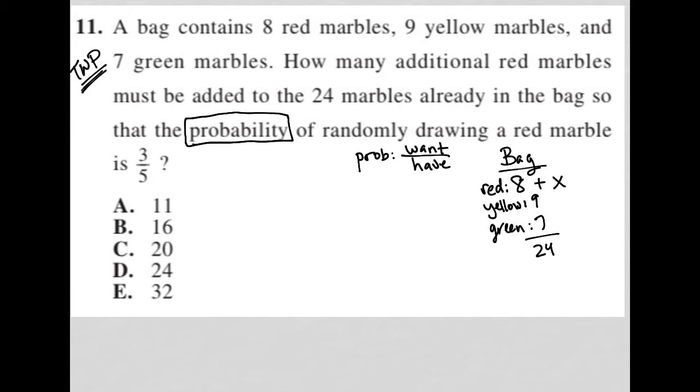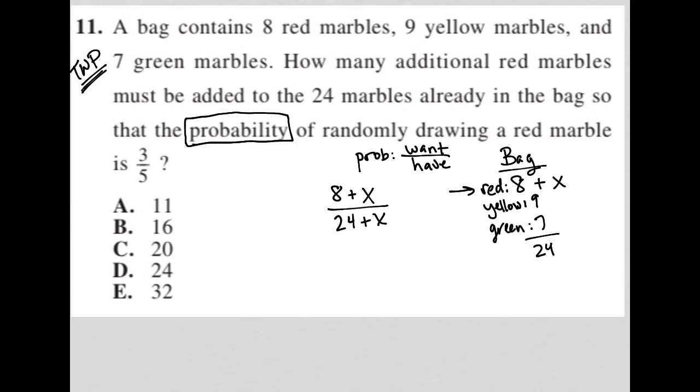So again, how many additional red marbles must be added to the 24 marbles already in the bag so that the probability of randomly drawing a red marble, so what do I want? I want to draw a red marble. How many red marbles will I have? Well, I have the 8 plus the additional X, right? The unknown amount that I'm adding. What do I have? What am I choosing from out of this bag? Well, the bag has 24 to start off with, but I'm also adding this additional X, red, right? So that will also impact the total number of marbles I have in the bag.